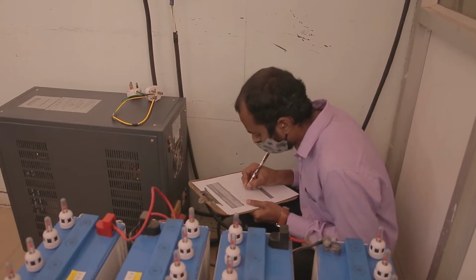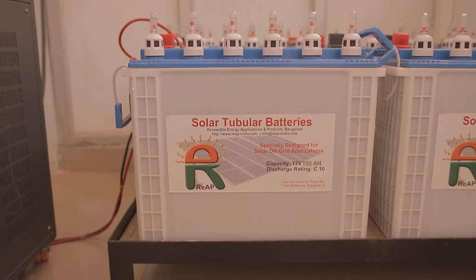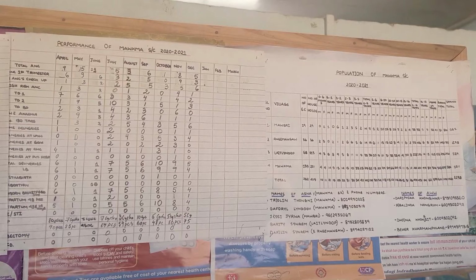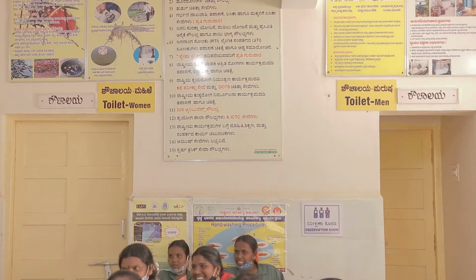If the solar system is already installed in the facility, please check if it is working properly or not, their capacities, and also which loads are connected to solar. If the health center has monthly data updated on their walls as shown in the picture, please take a picture of all such data points and make a note of that.